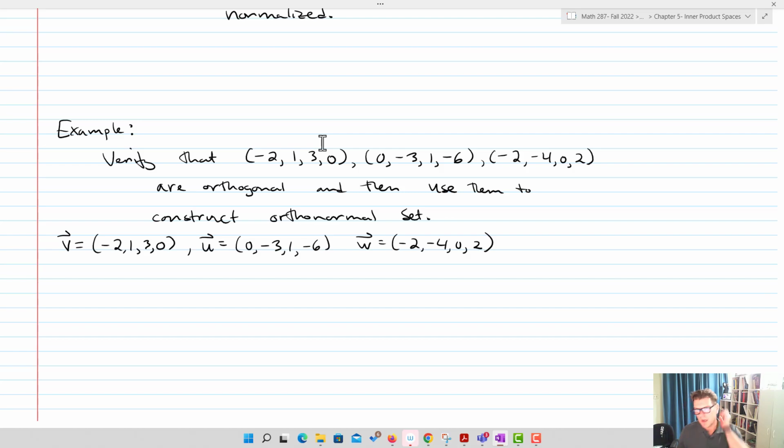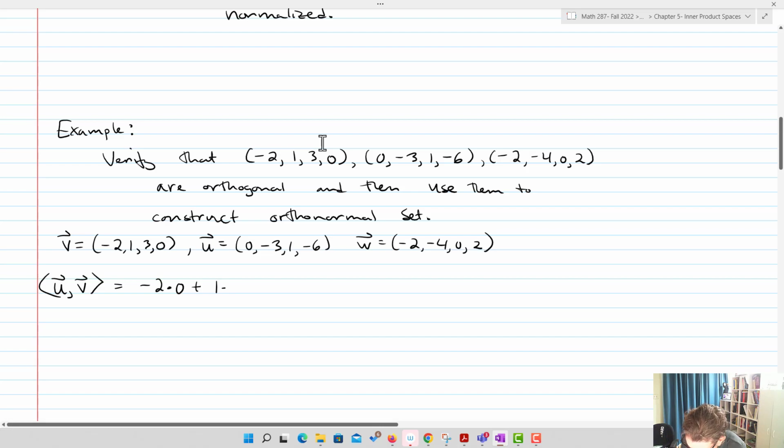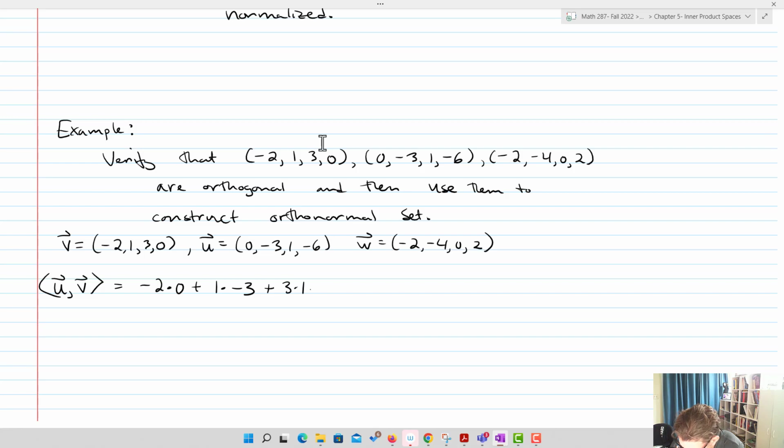If you remember, to prove that 2 vectors are orthogonal, we take their dot product and see if it equals 0. So we'll first do u with v, take its inner product, which equals -2 times 0 plus -3 times 1 plus 1 times -3 plus 3 times 1 plus 0 times -6. Add those all together, you end up getting 0. So good, u and v are orthogonal.